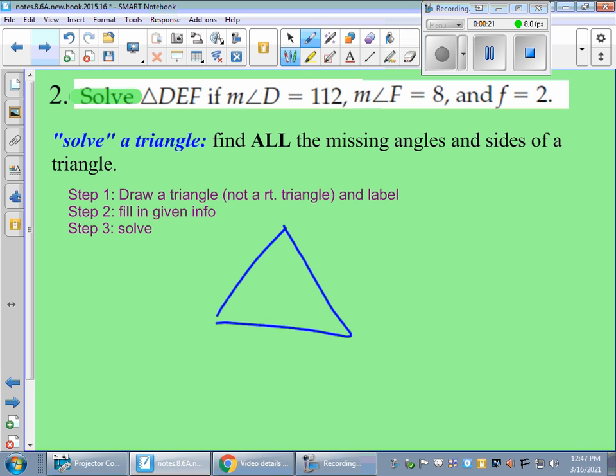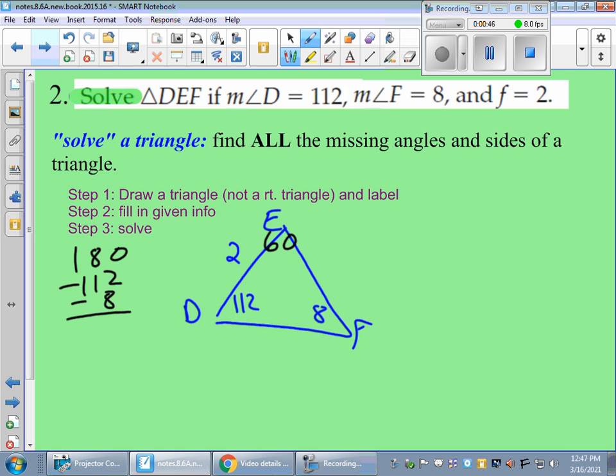So I'm going to start with a triangle, call this one D, E, and F, and fill in what we have. D is 112, and F is angle 8, and the side opposite that is side f, which is 2. So now let's see what we can do here. First thing I would start with is 180 minus 112 minus 8 to find our other angle, which makes it a 60-degree angle.